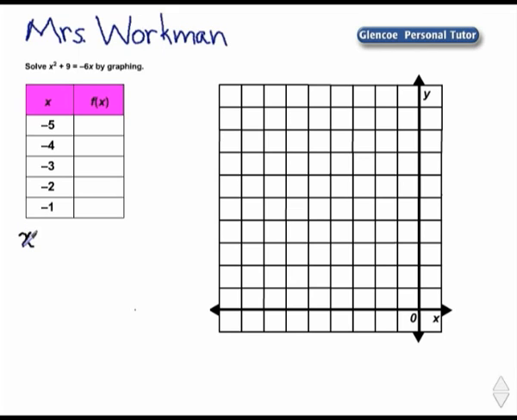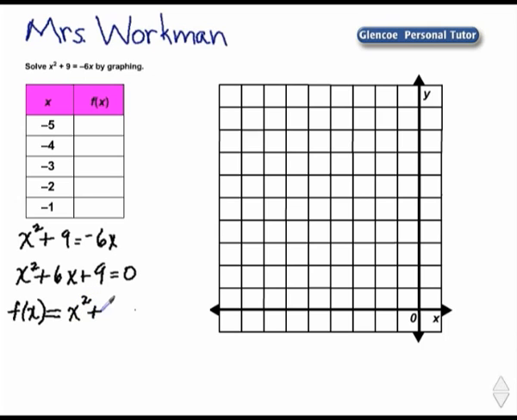So our equation is x squared plus 9 equals negative 6x. And the first thing we want to do is add 6x to both sides, so we have all the terms set equal to 0. This enables me now to rewrite it as its related quadratic function. And it looks like this: f of x is equal to x squared plus 6x plus 9.